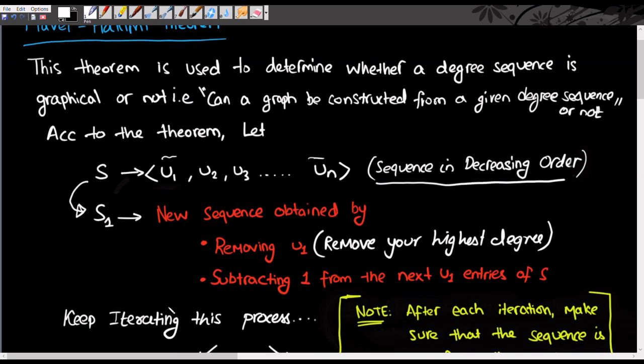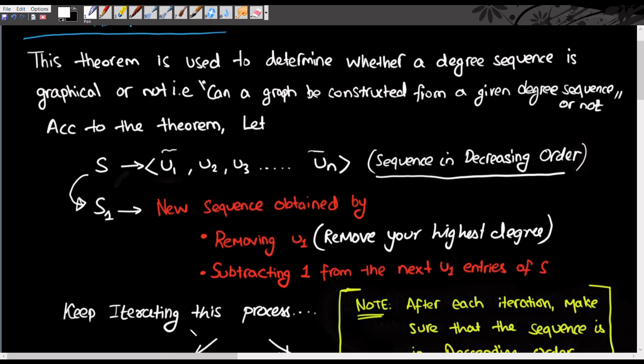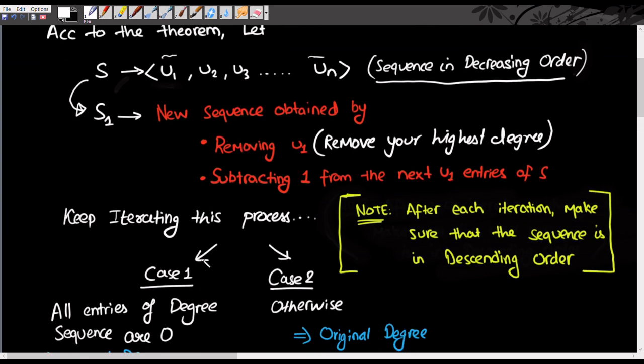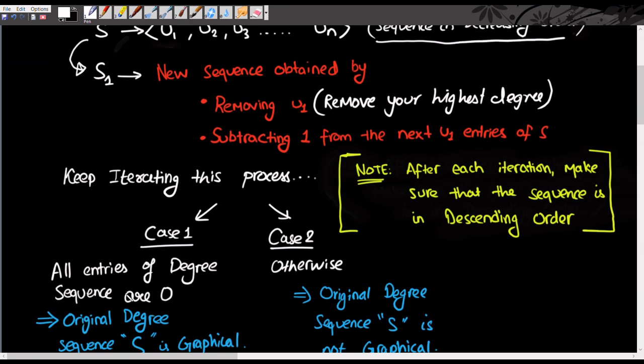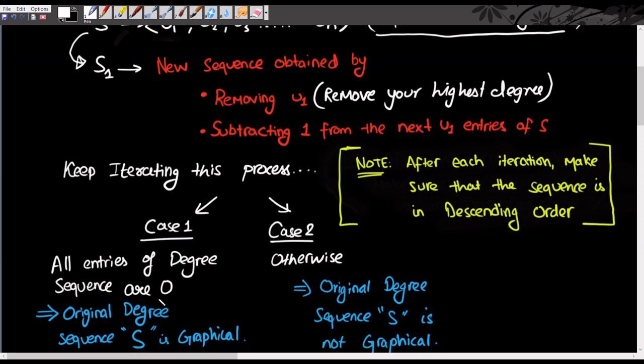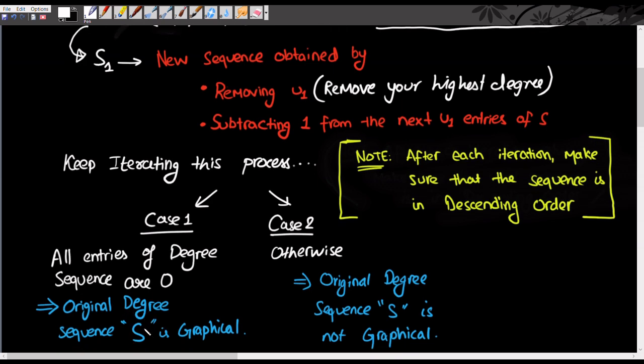Now according to this theorem, you keep iterating this process, and at last you'll end up with two cases, case 1 and case 2. In case 1, all entries of the degree sequence are 0. If you keep iterating this process, there might be some instance where all your entries become 0. When this occurs, that means that your original degree sequence S is graphical. If you do not get all zeros and get anything else, that means that the original degree sequence S is not graphical.